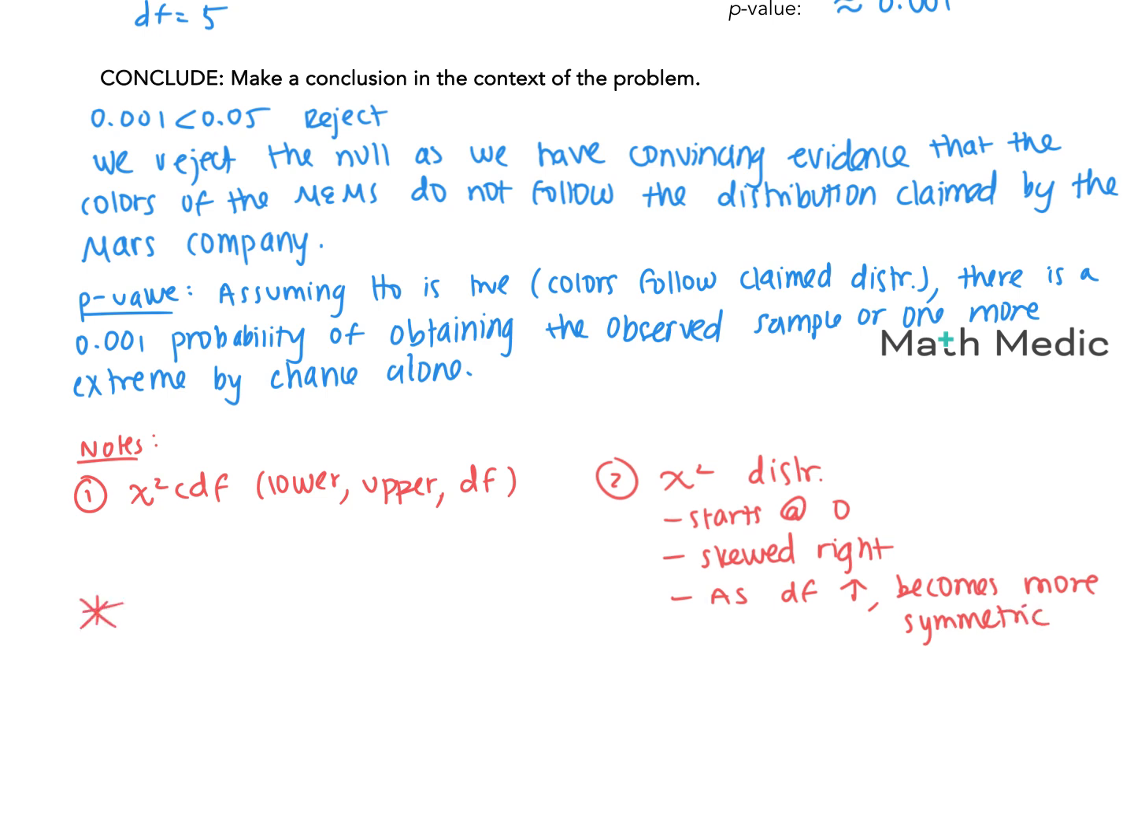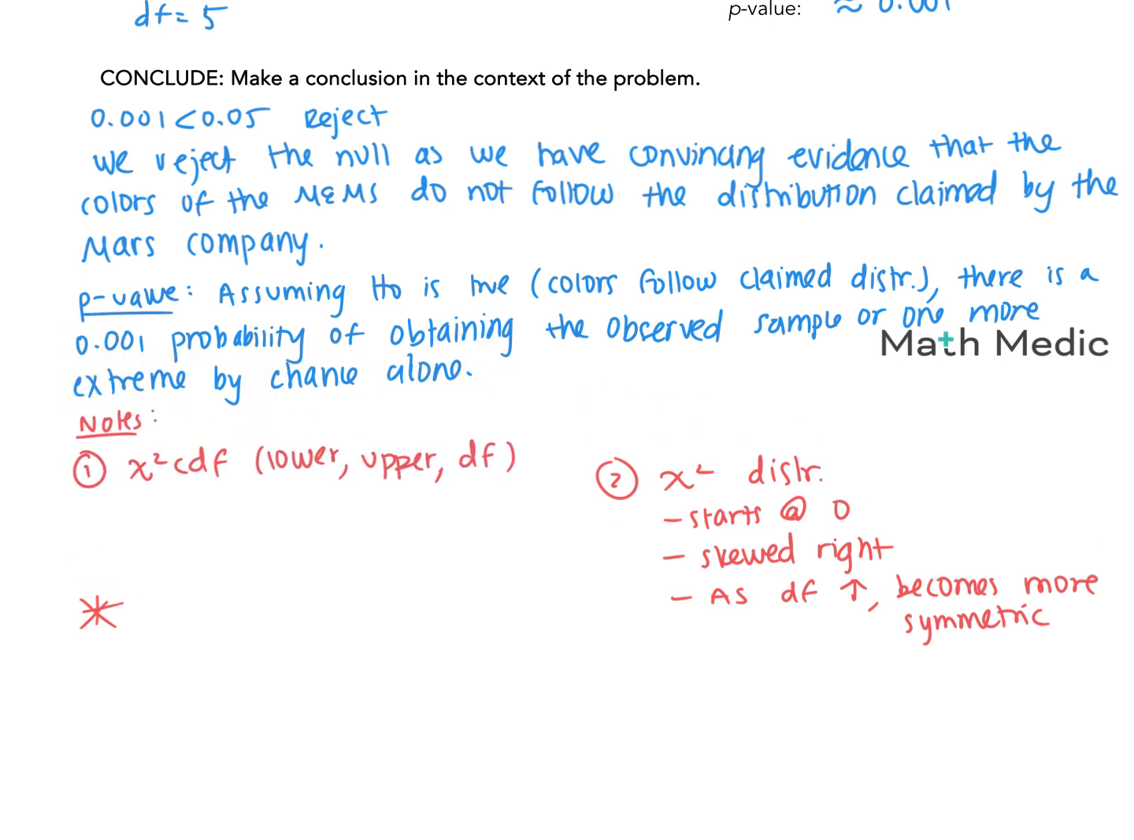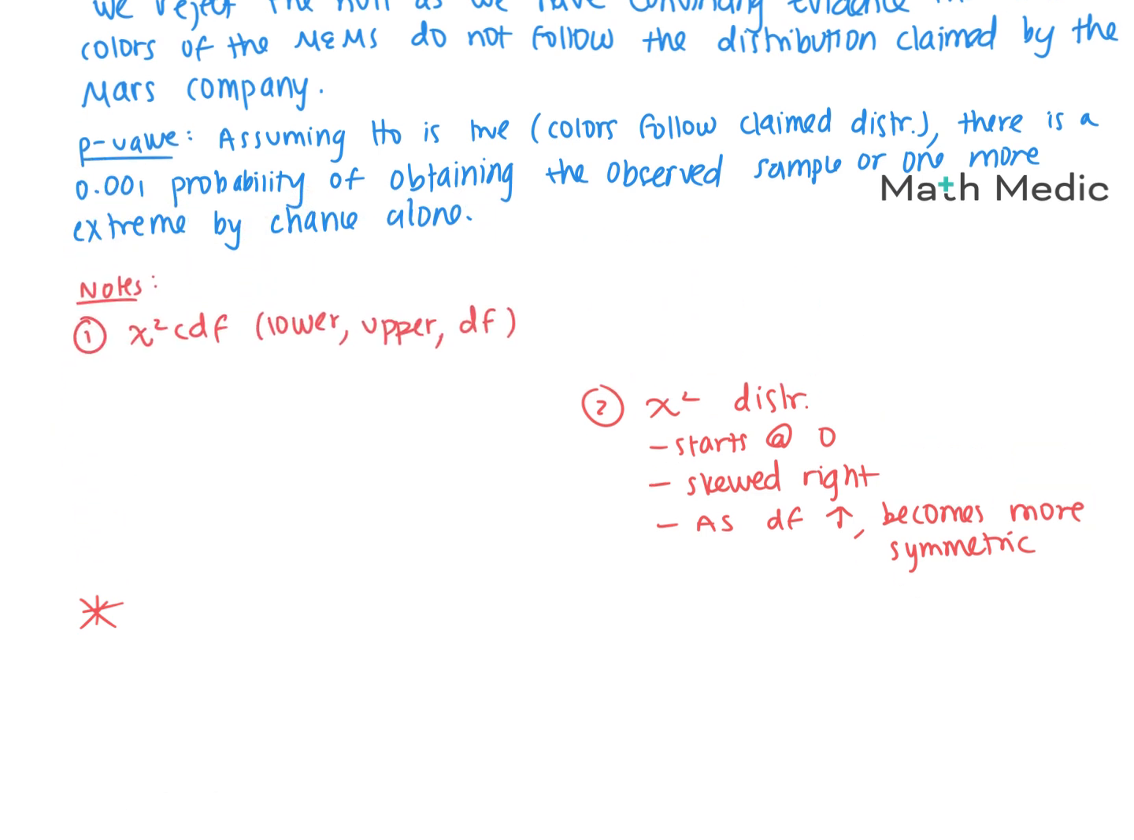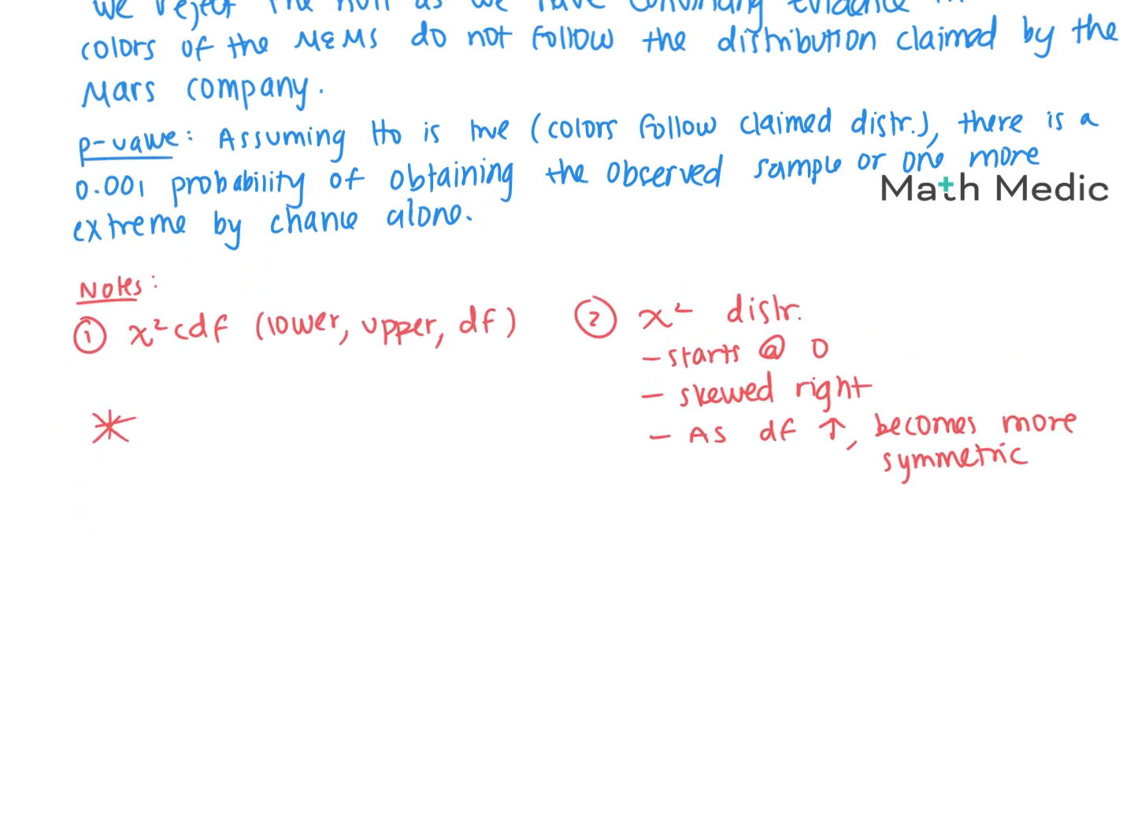And lastly, this is a big one. Last thing is all chi-square tests are always upper-tailed. All chi-square tests are always upper-tailed no matter what.